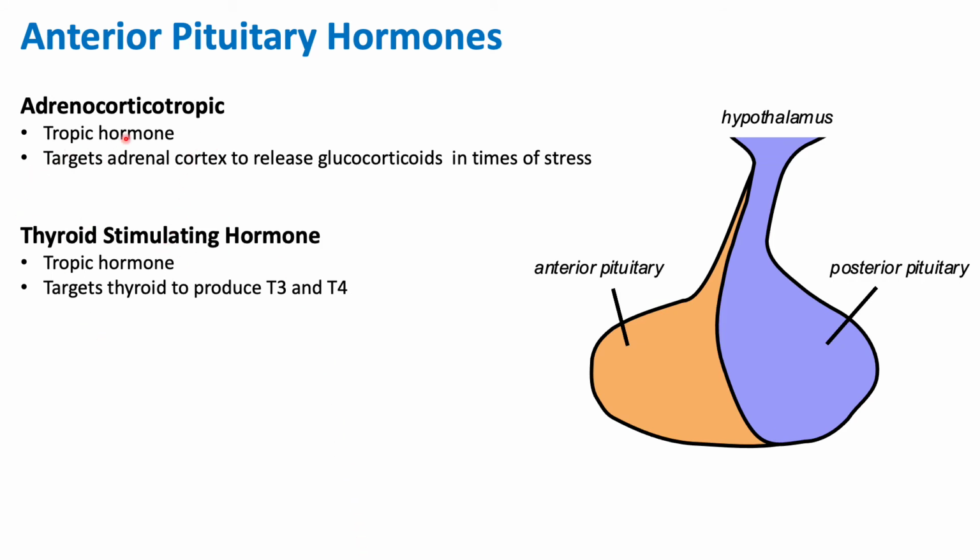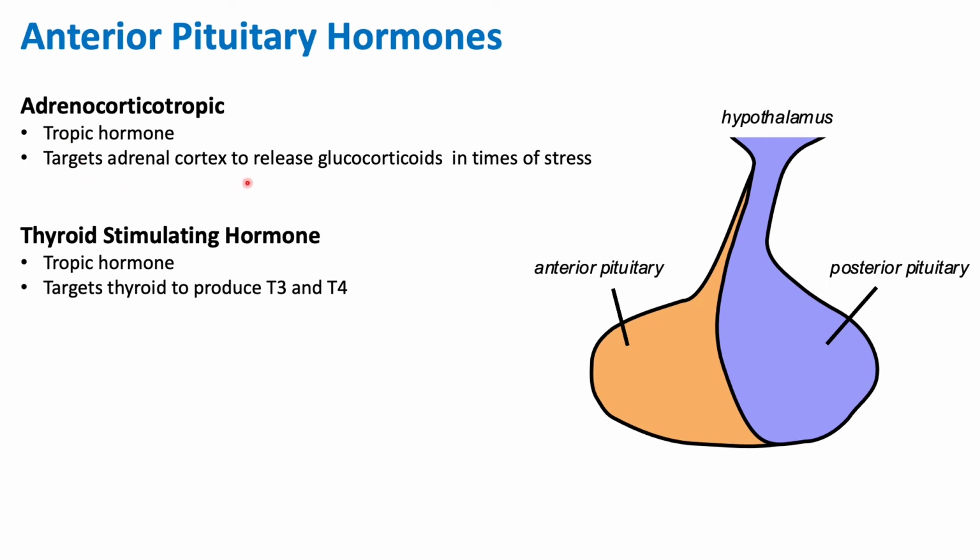First up, we have the adrenocorticotropic hormone. Remember that when the hypothalamus releases corticotropin releasing hormone, it's going to travel through the hypophyseal portal system and enter the anterior pituitary, which will then cause the release of adrenocorticotropic hormone. So it's a tropic hormone, meaning it will not directly interact with its target area. Instead, it's going to target another gland, which will then produce a hormone, and that hormone will directly target the area. So the purpose of the adrenocorticotropic hormone is to target the adrenal cortex.